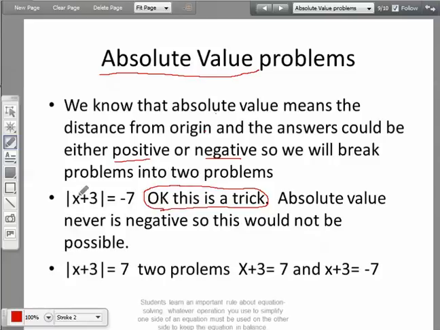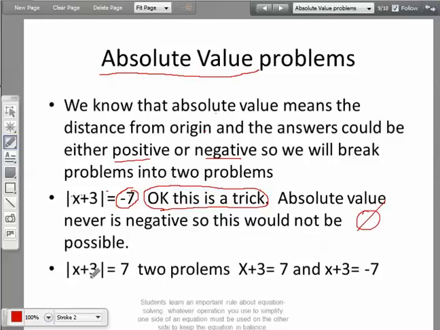First thing you do is you take the original problem and you look at it. Absolute value of x plus 3 equals negative 7. Never can happen. Why? Because absolute value is a distance. An absolute value can't be a negative number. Never going to happen. Absolutely no solutions to this one whatsoever.